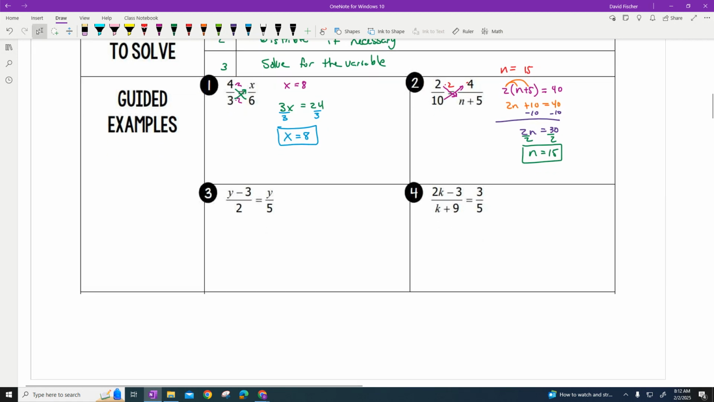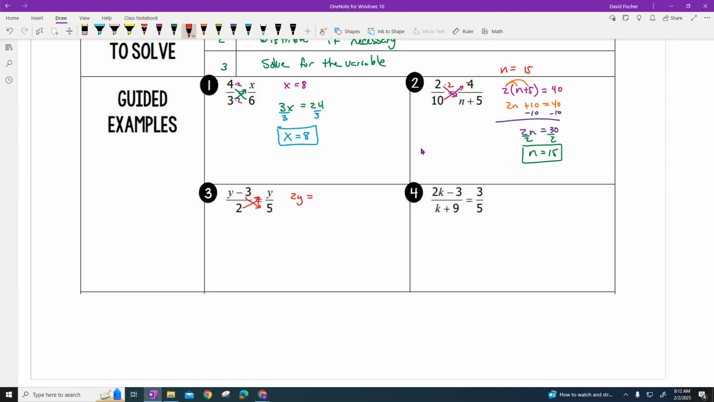Now, you can't do mental math on this one, because how can I go from 2 to 5? That's not going to work out nice and easy like these two. So this is why we have to have a plan. So, again, it doesn't matter which one you multiply first. I'm going to take the 2 times y, and then I'm going to put my equal sign, and now I want to do this guy.